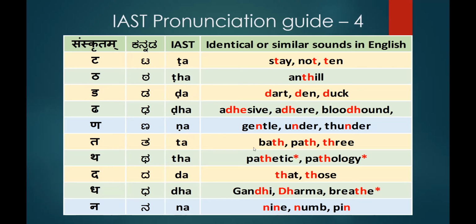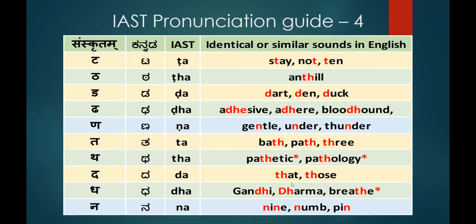If you're looking at examples, for T-A, as in bath, path, three, ta is the sound here. Ta, represented by T-A, don't take it as the retroflex ta. Okay, it is ta, bath, path, three. Now, the mahaprana equivalent of that is tha, represented by T-H-A, as in pathetic, pathology. There's a little more stress on the TH, but it is not a very close match, but a remote match, but you can still try it out.